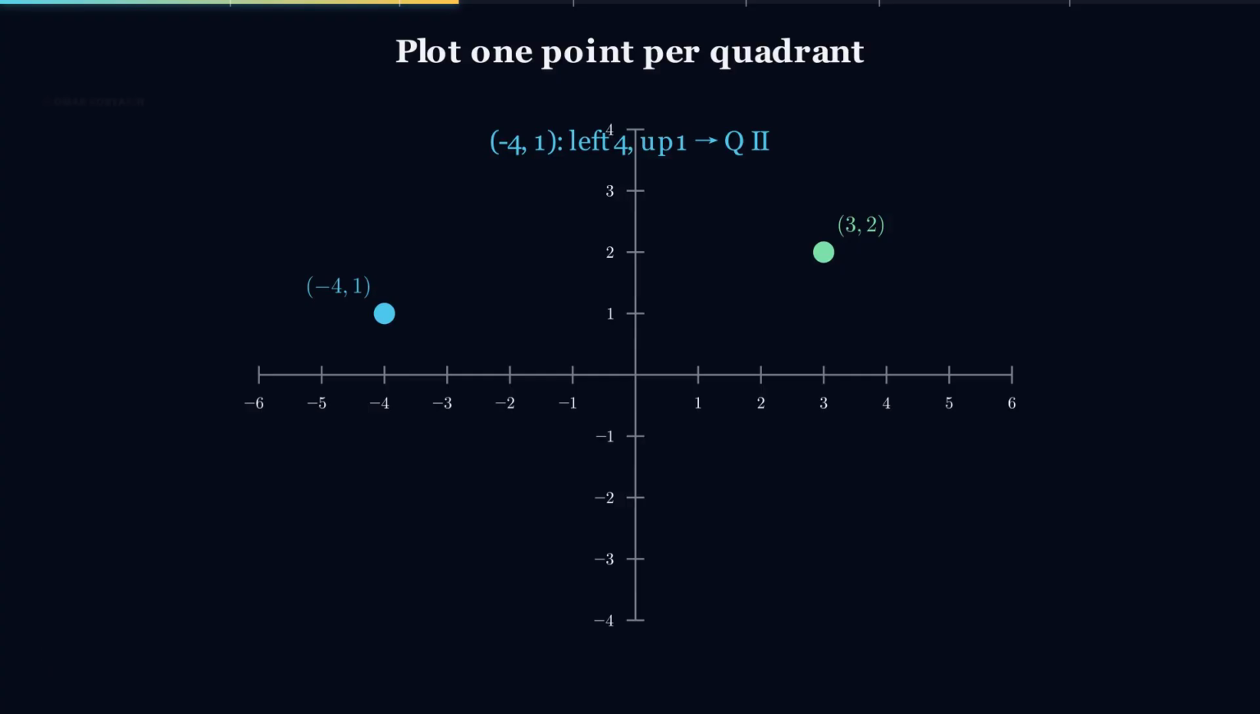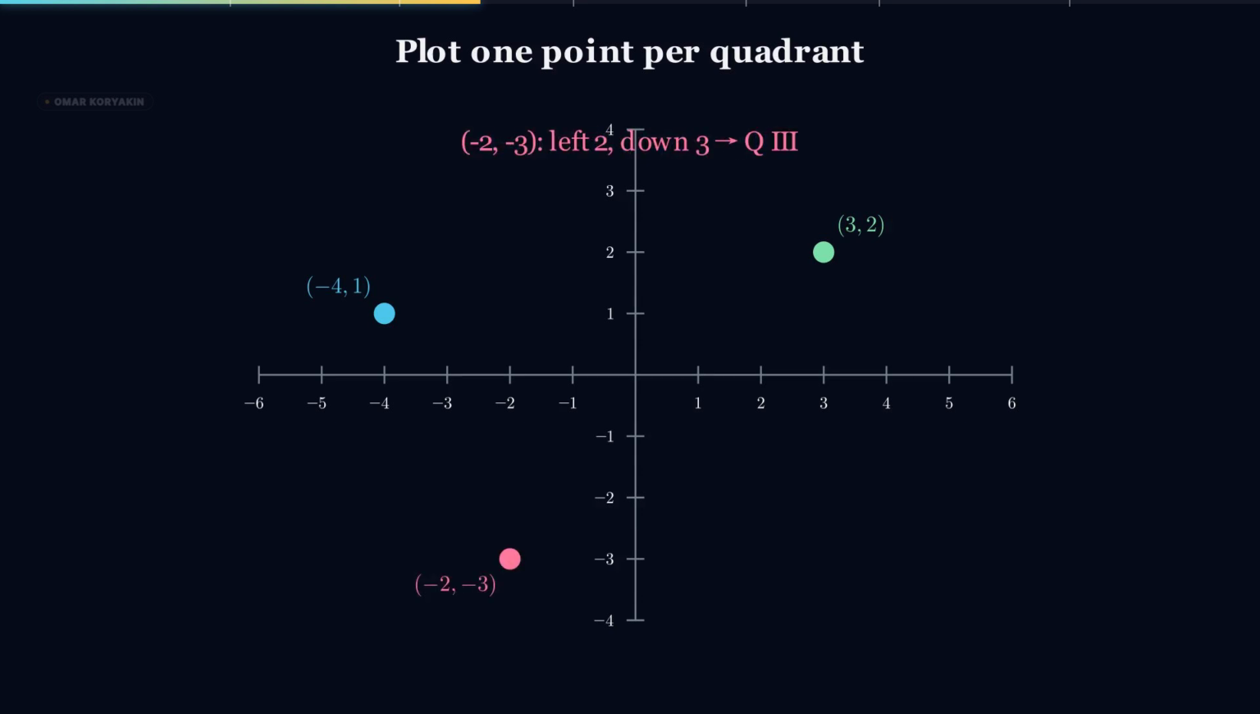Point 2: (-4, 1). Read the x-coordinate -4 and move 4 units to the left from the origin. Then read the y-coordinate 1 and move 1 unit up. Land at the point 4 to the left and 1 up, which sits in quadrant 2 because x is negative and y is positive.